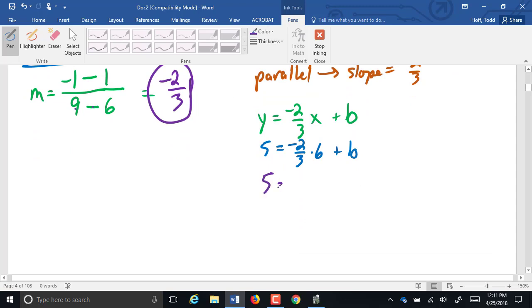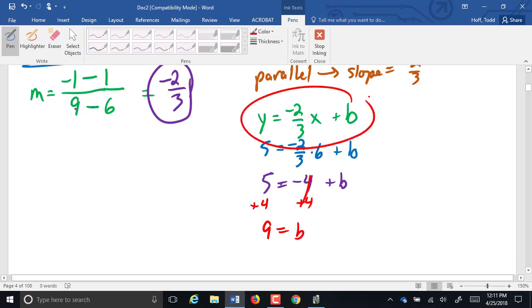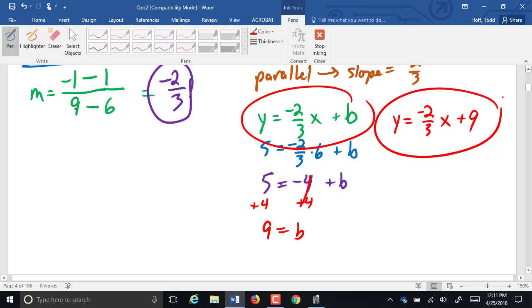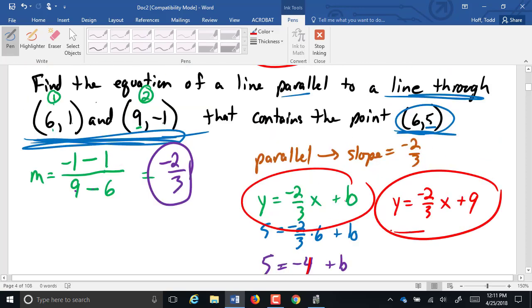So we have -2/3 times 6, which is -4. To solve for b, we add 4. So we get 9 equals b. So this equation becomes y equals -2/3 x, replace b with +9, plus 9. That is the equation parallel to the line that goes through those points and contains the point (6, 5).